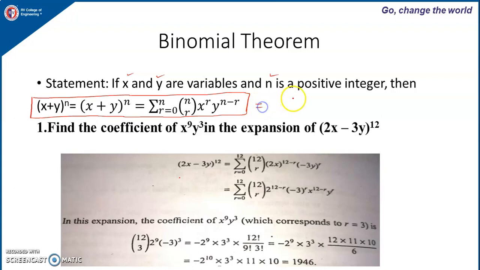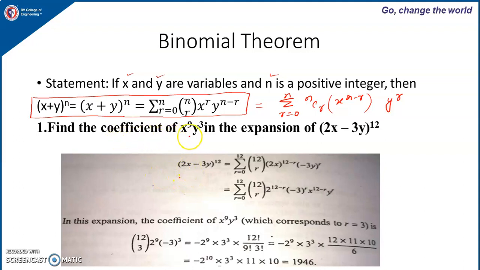This can also be written as the summation of r equals 0 to n, nCr x^(n-r) y^r. So we can take x^r y^(n-r), or we can also take x^(n-r) y^r. Okay, so now let's take one example.